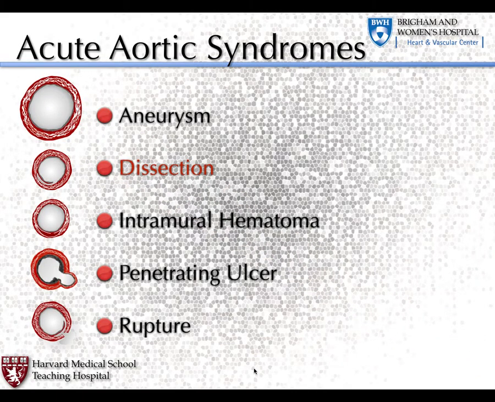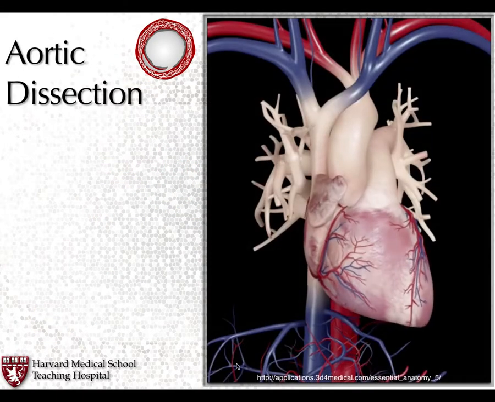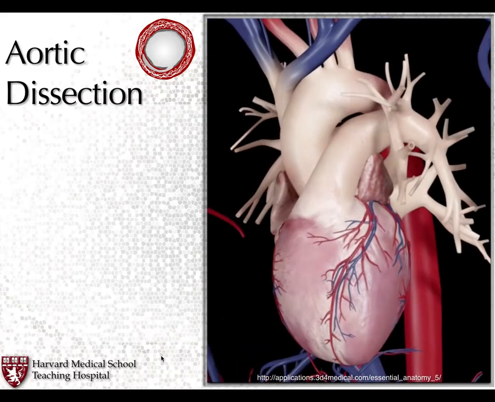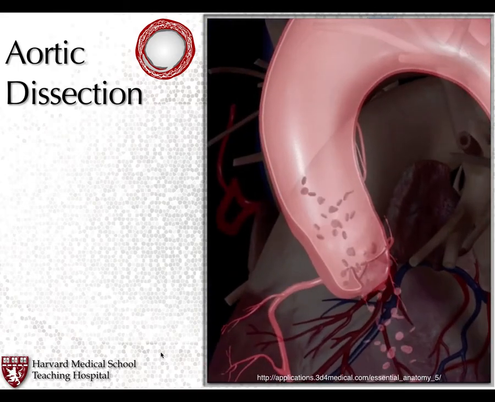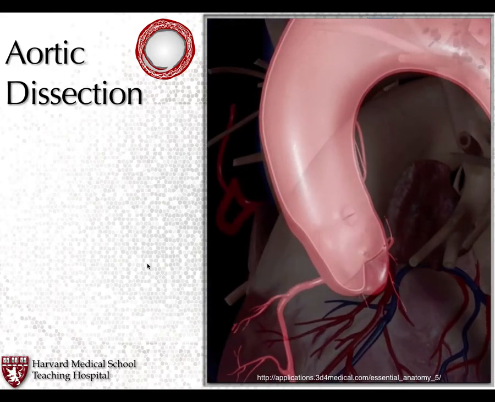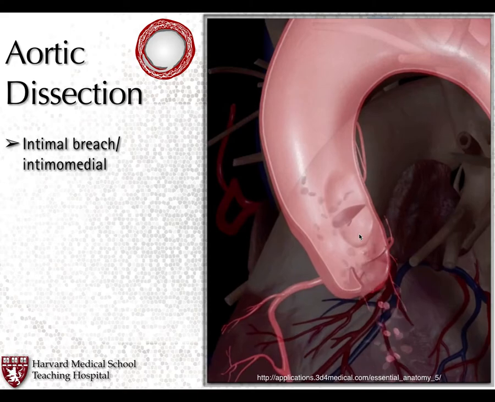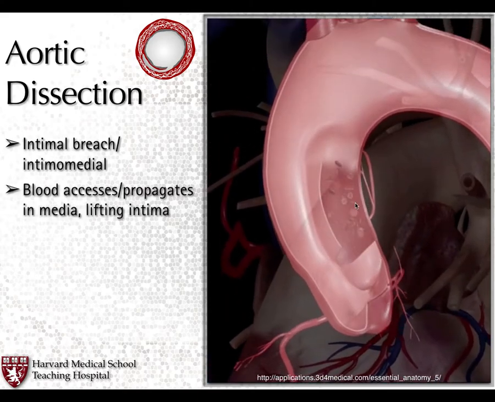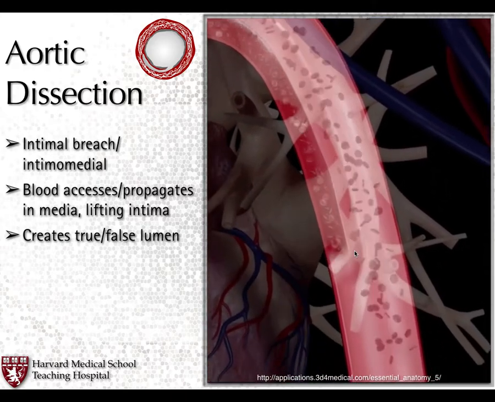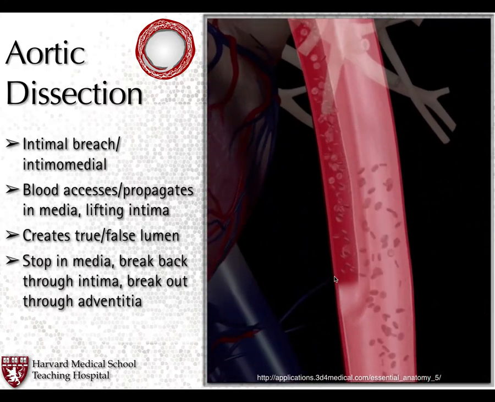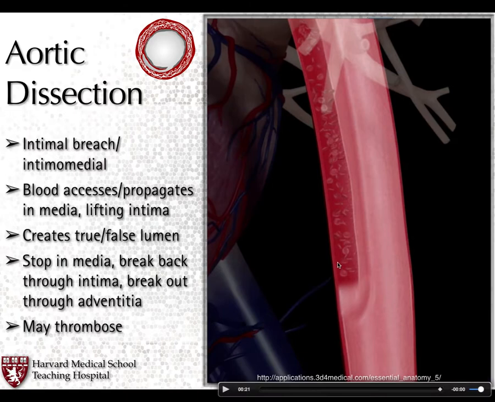Okay, let's move on to dissection. So here's an example of a cartoon of a dissection. I animated this weekend. No, I'm just kidding. I ripped it off from somebody. So here we have the intimal breach. Blood accesses and propagates the intima, lifting the media, creates two lumens. We have a true and a false lumen. You can potentially stop and have a re-entry tear, so you can break back into the true lumen. The false lumen can also thrombose.